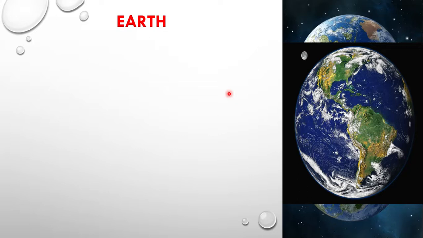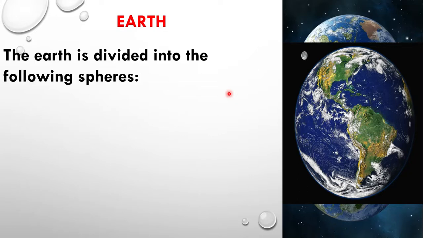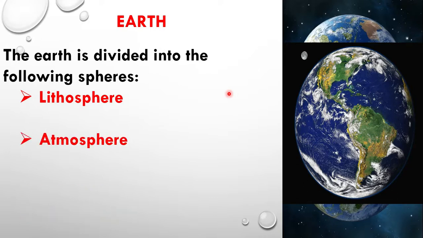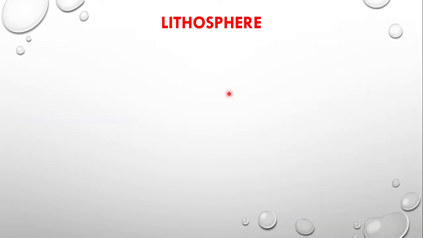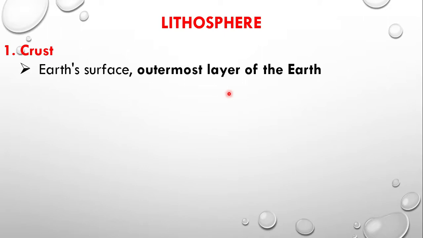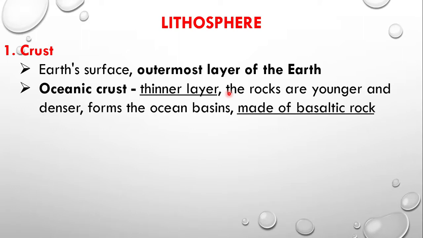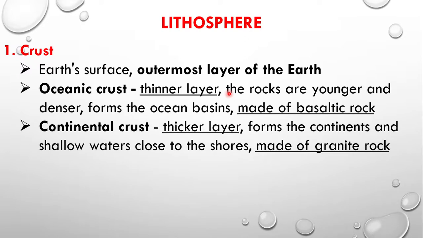Okay? Now, let's talk about the spheres that divide our planet, which is Earth. Okay? We have here the lithosphere, the atmosphere, the hydrosphere, the biosphere, and first let us talk about the lithosphere. The lithosphere is made up of the crust and the upper mantle. Okay? The crust, what we walk on today, is part of the crust of the earth, the outermost layer of the earth. Okay? We have what we call the oceanic crust and the continental crust.